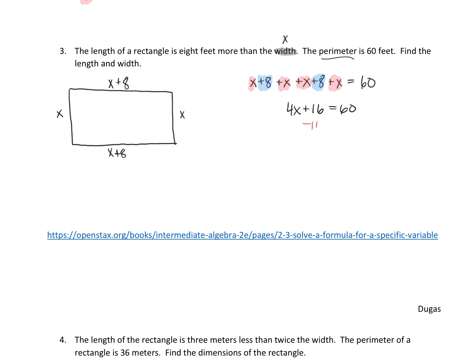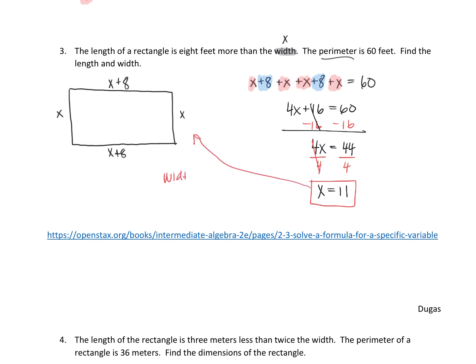And now I'm going to solve this by subtracting 16 from both sides. So 4x equals 44. I'm going to divide by 4. So I get x equals 11. So it asks me to find the length and the width. So I found x. X is the width. So the width is 11 feet.